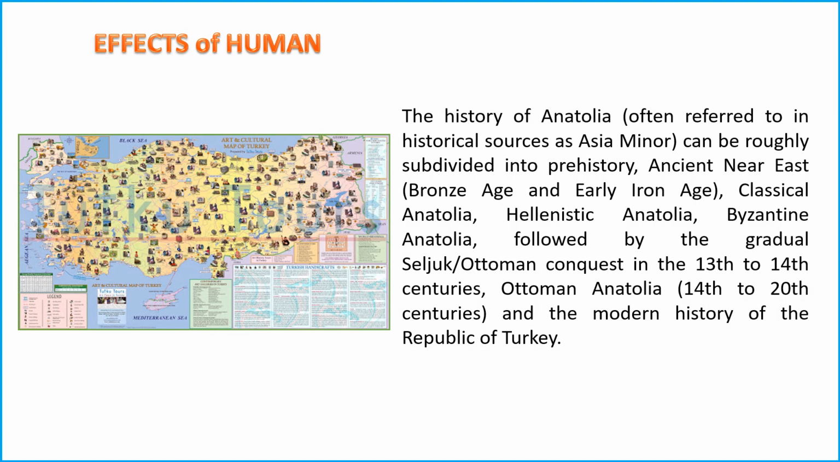The history of Anatolia, commonly known as Asia Minor in historical sources, can be broadly divided into distinct periods: prehistory, ancient Near East encompassing the Bronze Age and early Iron Age, classical Anatolia, Hellenistic Anatolia, Byzantine Anatolia, succeeded by the gradual Seljuk/Ottoman conquest during the 13th to 14th centuries, followed by the Ottoman Anatolia spanning from the 14th to the 20th centuries, and concluding with the modern history of the Republic of Turkey.